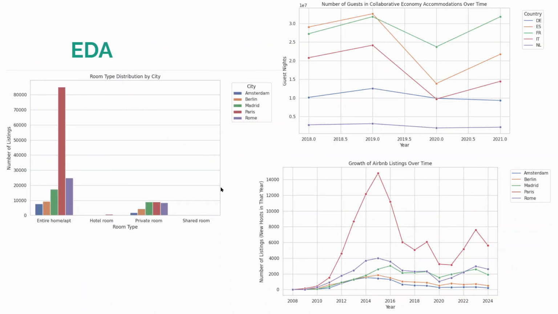Here you can see basic exploratory data analysis. This one is from Airbnb data. It's room type distribution by city. It has different room types for these five cities.